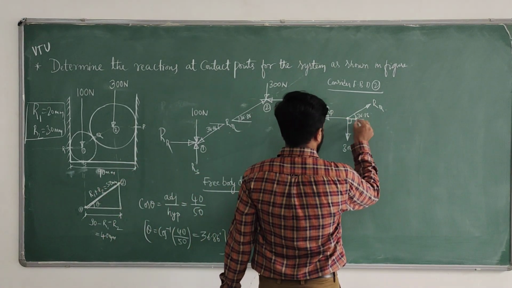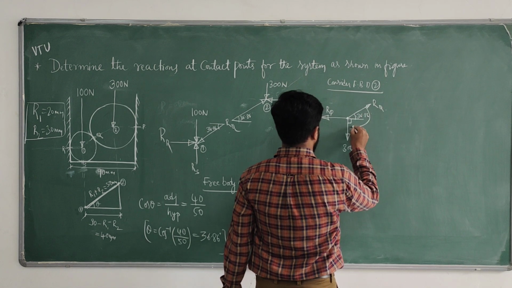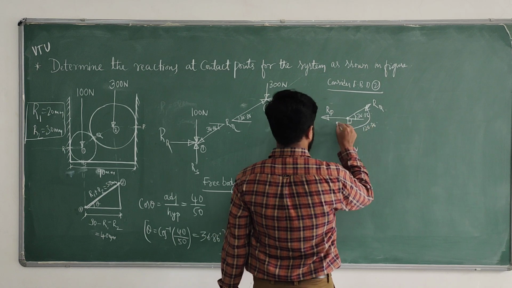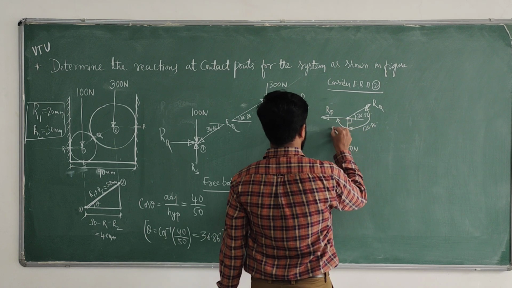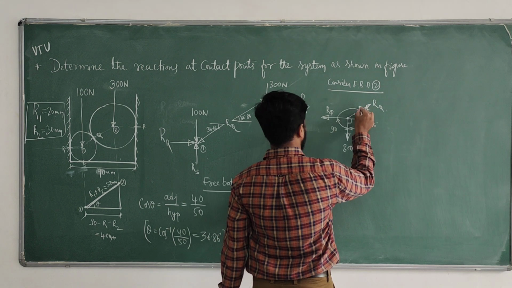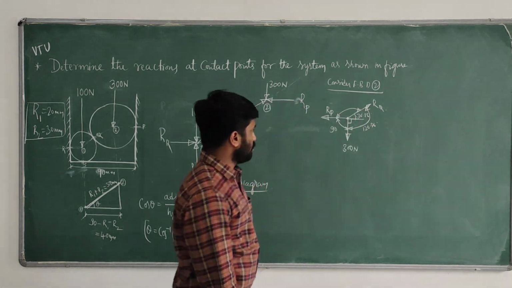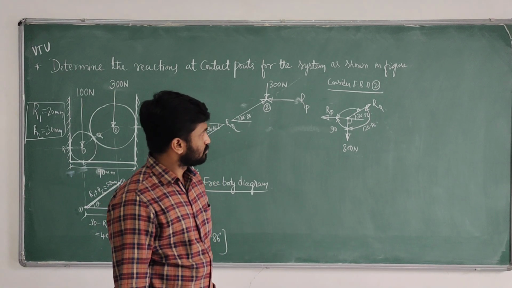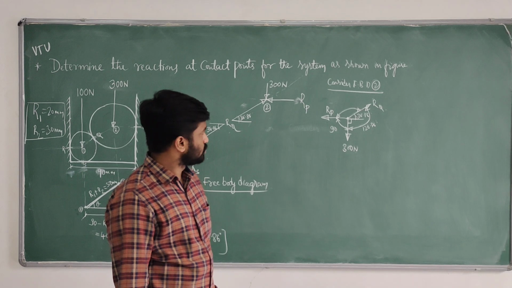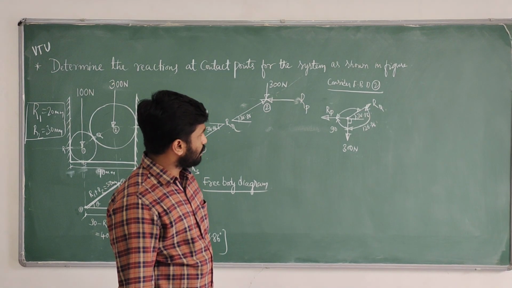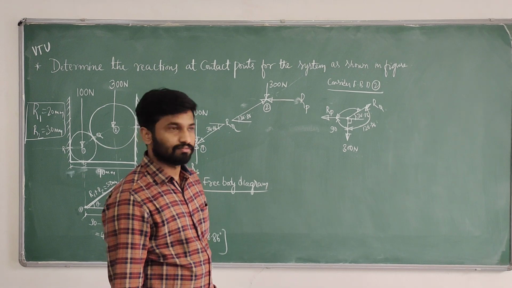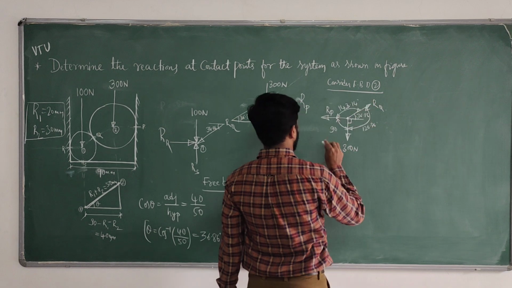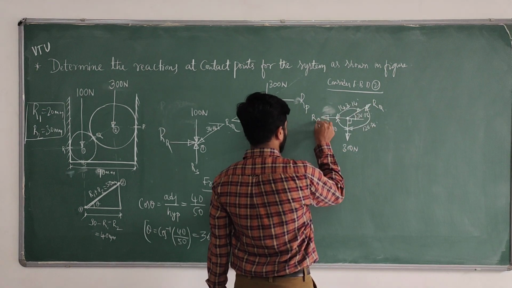So this is 90, so the total angle is 90 plus 36.86, that is 126.86, and this is 90 only, a quadrant. And what is the remaining? 360 minus 90 minus 126.86, that is 143.14. Now apply Lami's.